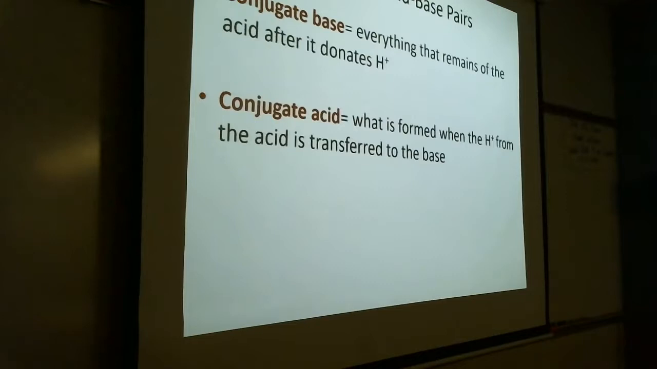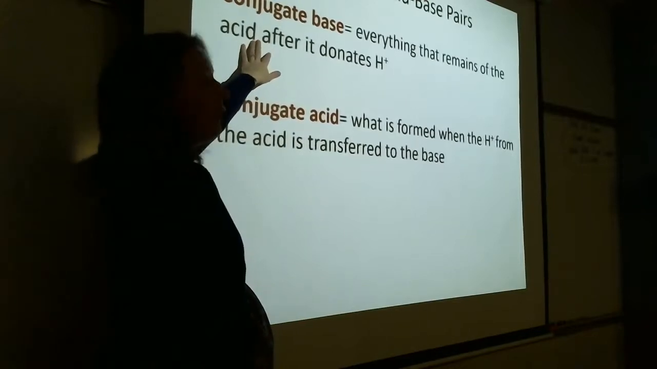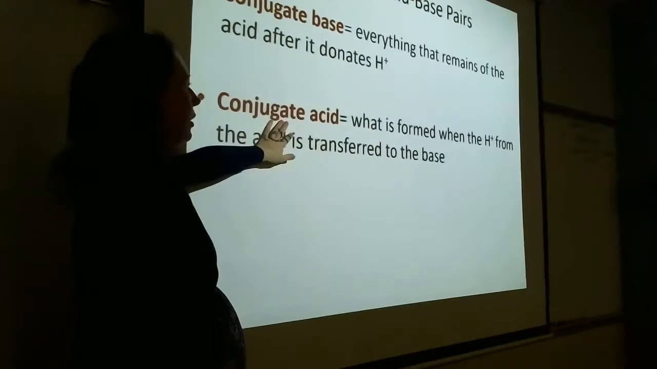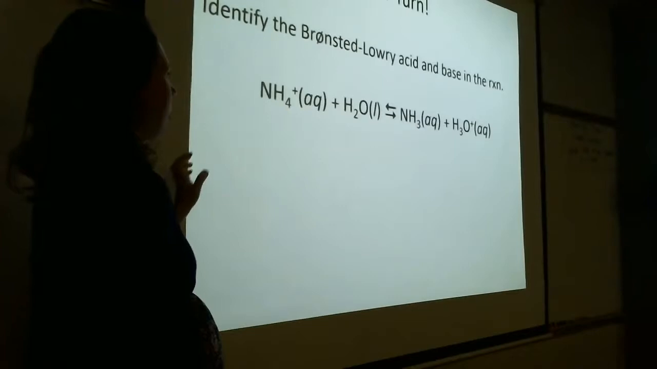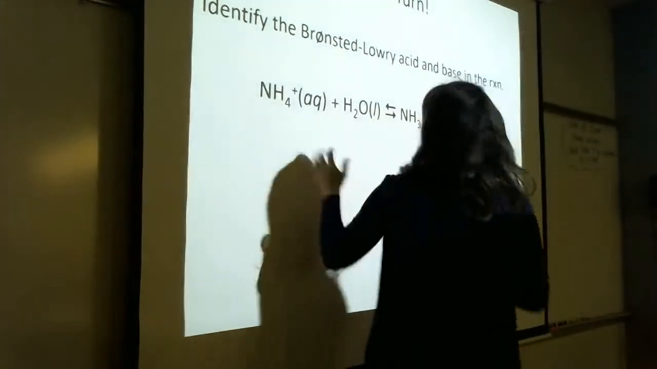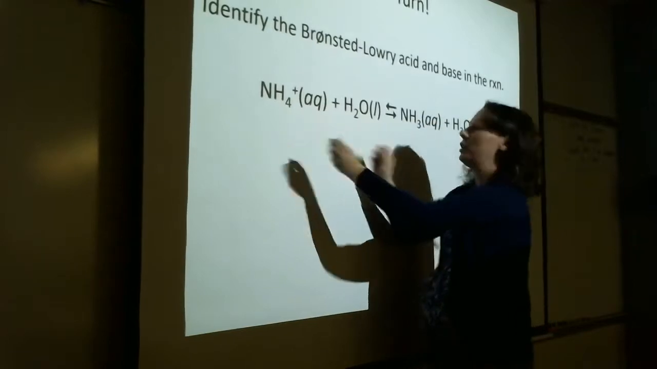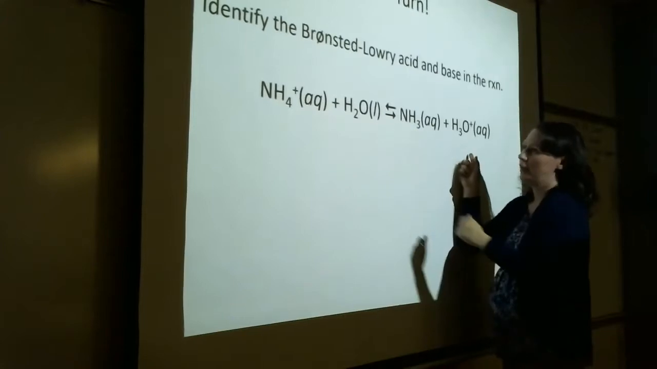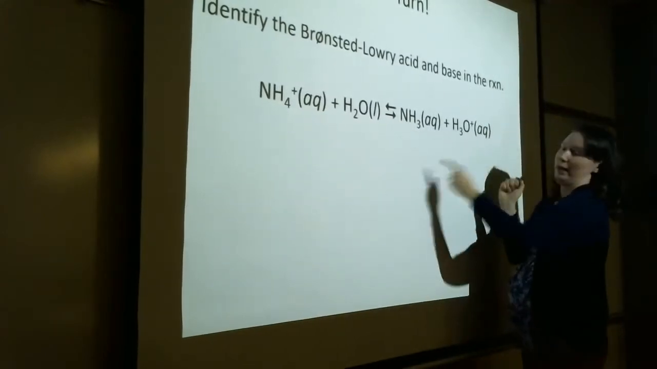Okay, let's talk about conjugate acid-base pairs. Conjugate base is everything that's remaining of the acid after it donates. And conjugate acid is what we get when the base accepts. So in other words, this is an equilibrium reaction, right? Going both directions. You need to have an acid and a base on the left. You need to have an acid and a base on the right. So that if you're going this way, you have an acid and a base. And if you're going this way, you have an acid and a base.